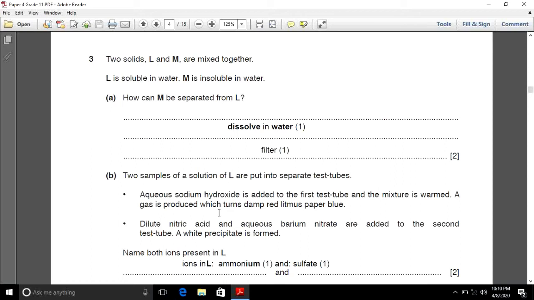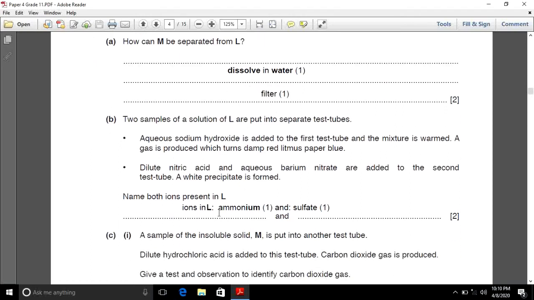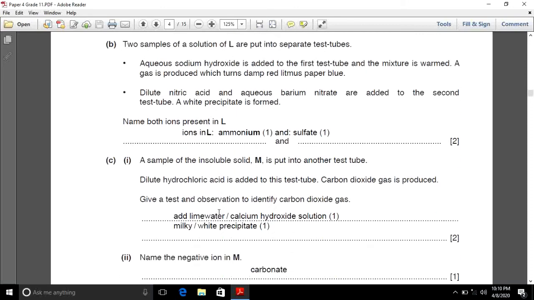Two samples of a solution of L are put into separate test tubes. Aqueous sodium hydroxide is added to the first test tube and the mixture is warmed. A gas is produced which turns red litmus paper blue. Dilute nitric acid and aqueous barium nitrate are added to the second test tube. A white precipitate is formed. Name both the ions present in L.